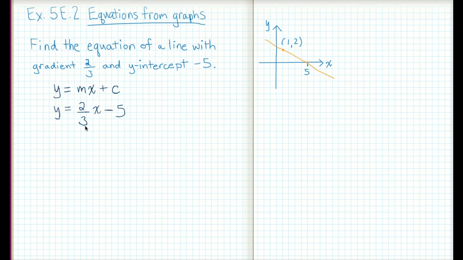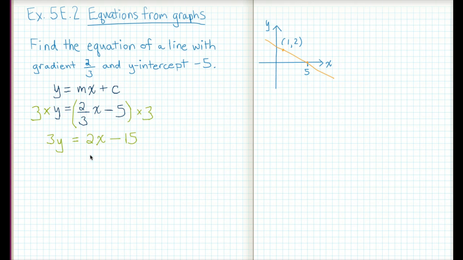Now if you want the answer, or you're supposed to find the answer in general form, then we can move from there and convert it into general form by multiplying both sides by 3, just like before. Take the denominator of the fractional part and multiply by that denominator. Then we get 3y on the left-hand side. Dividing by 3 and multiplying by 3 cancel, so we get 2x. And -5 times 3 is -15.